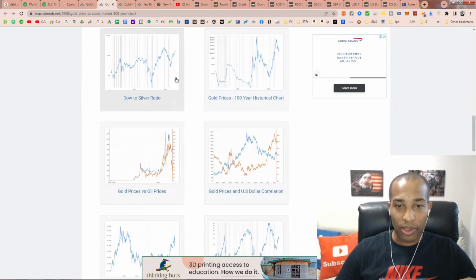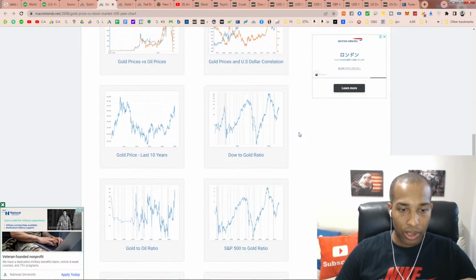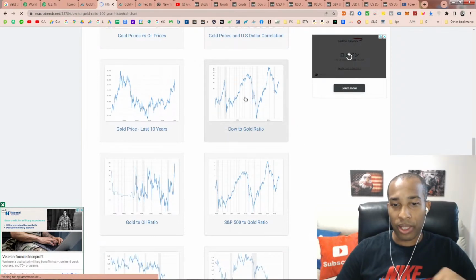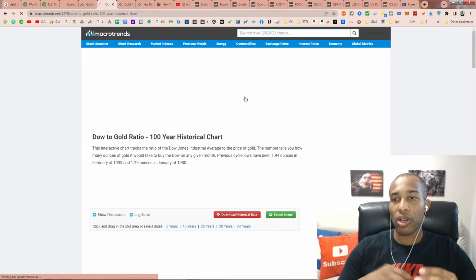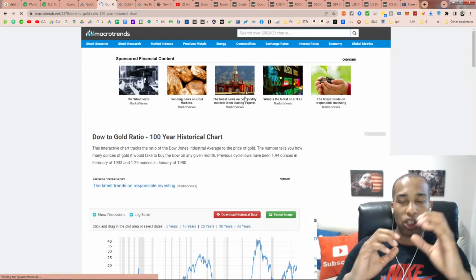Let's look at some other things. Let's look at gold to oil prices, gold to dollar correlation. That's a good chart. Dow to, oh, here it is. This is the Dow to gold ratio. So when you start measuring things with things, you can compare which one's cheaper, okay?